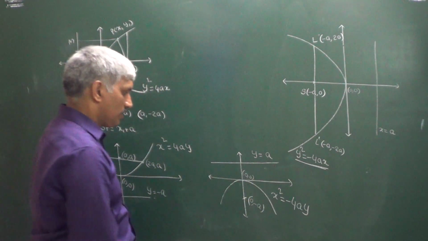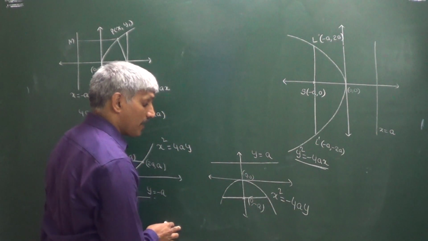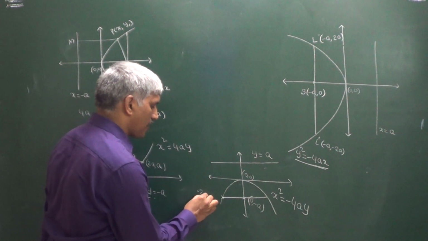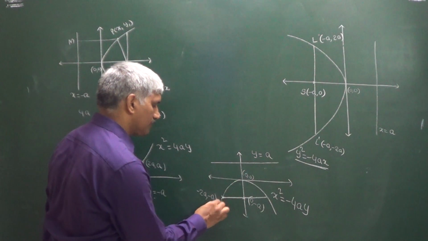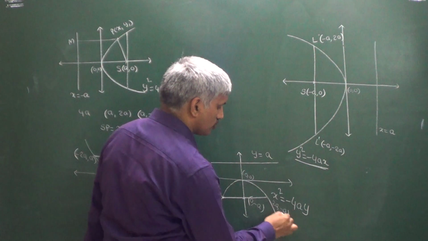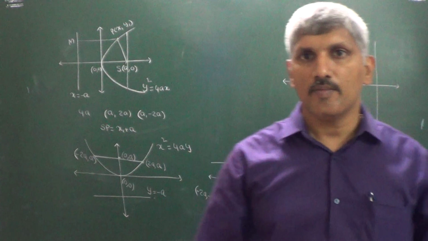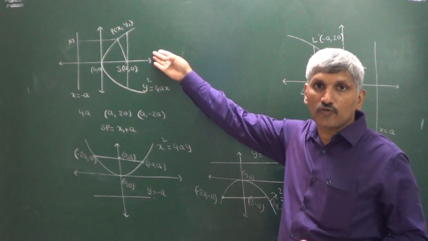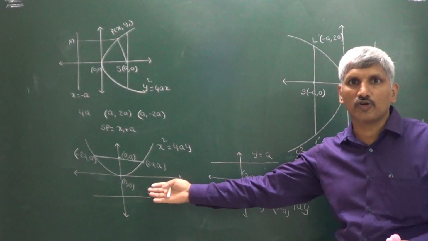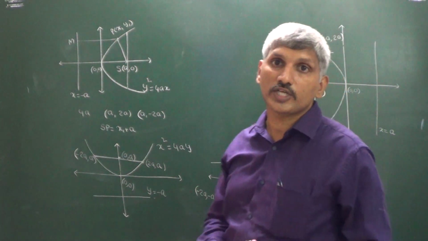Right? Now we can say the length of the latus rectum is again 4a, but the ends of the latus rectum: this side it is minus 2a comma minus a, whereas here it is 2a comma minus a. Those are the ends of the latus rectum. These are the four standard forms of the parabola: y square is equal to 4ax, y square is equal to minus 4ax, x square is equal to 4ay, and x square is equal to minus 4ay.